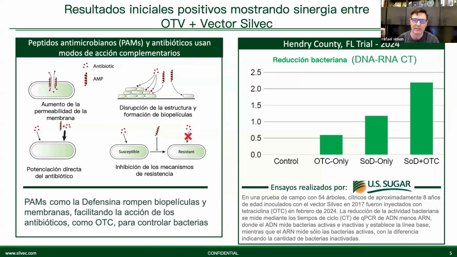And the reason is that what we're producing, spinach defensin, is an antimicrobial peptide. Oxytetracycline is an antibiotic. These both work very differently, and this is some graphics from the human medicine side, since there's been decades of research on how you combine antimicrobial peptides, which can break apart cell membranes and biofilms, and antibiotics, which go and directly kill the organisms and suppress them. And by doing this together, we have data showing they actually work better together.